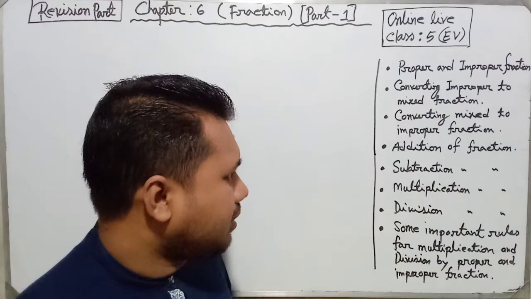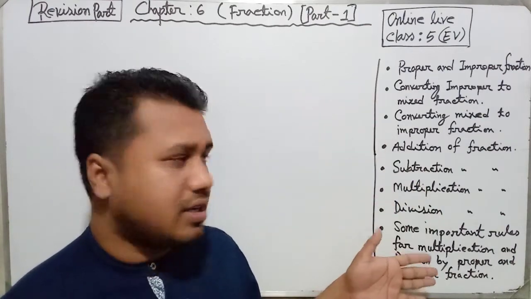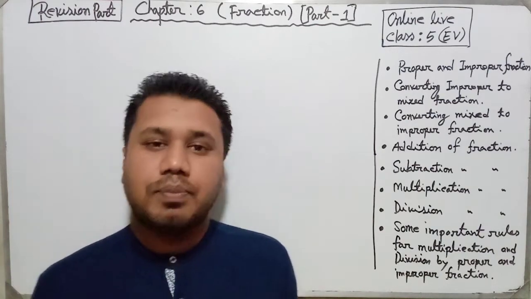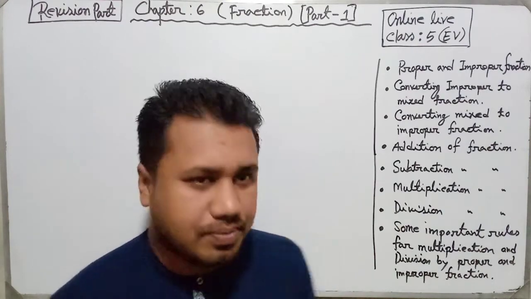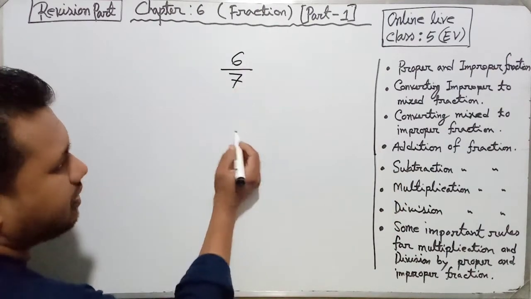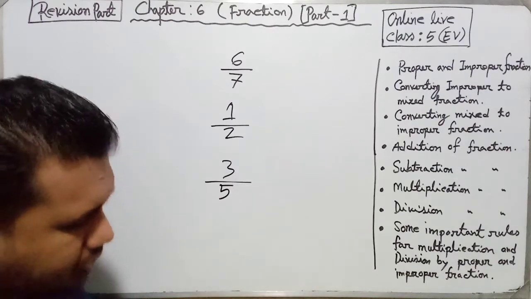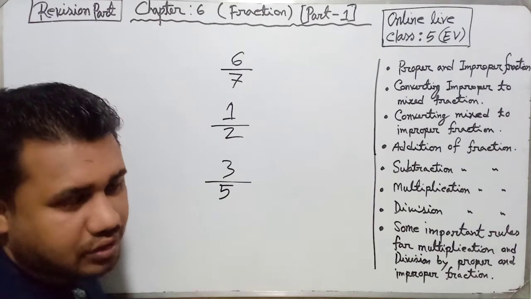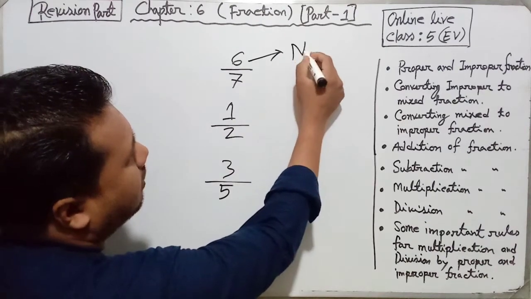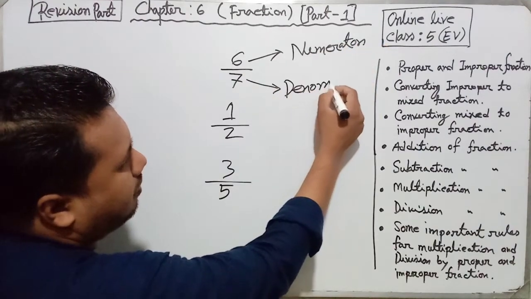Dear students, I have written here some topics. Today, we will discuss in detail about this slide. At first, proper and improper fraction. So, at first, fraction. When we write a number as a line, suppose 6 by 7, 1 by 2, 3 by 6, or 3 by 5, when we write a number in this pattern, this is called a fraction. There are two parts, up and down. This upper part is called the numerator, and this is called the denominator.